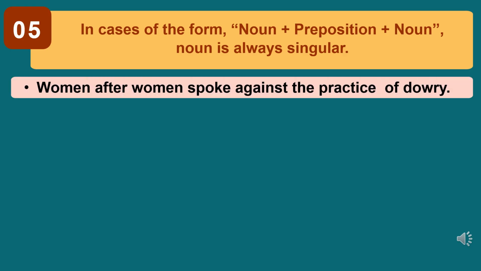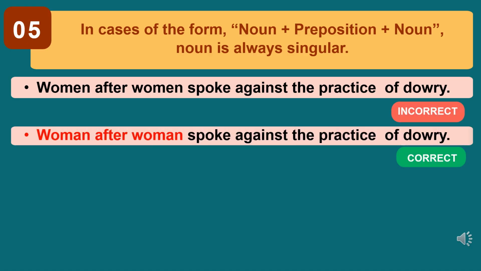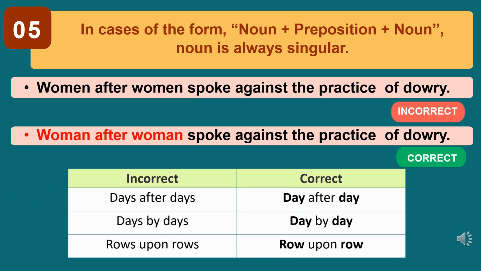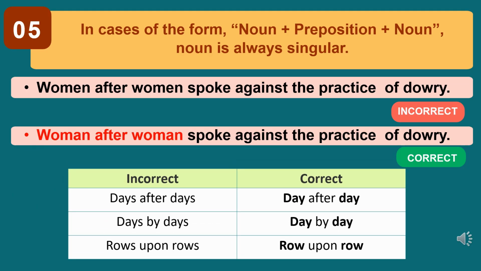Example: woman after woman. Incorrect. Women after women spoke against the practice of dowry. Correct. Woman after woman spoke against the practice of dowry. Remember, in specific repetitive structures, the noun is not pluralized. It remains singular to describe a repeating sequence or a gradual process.